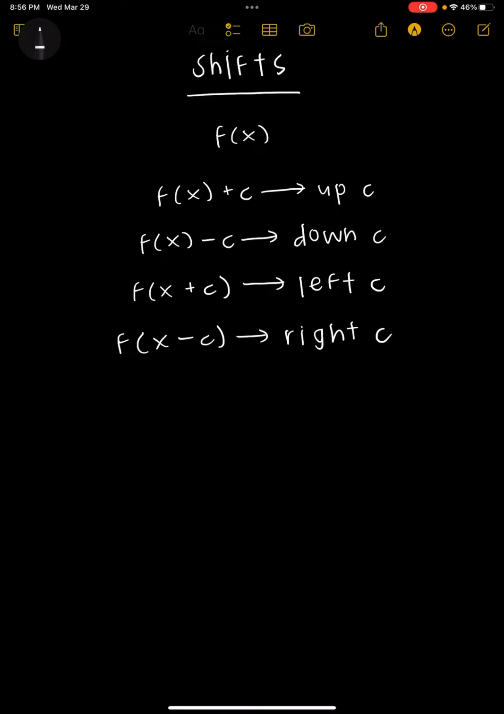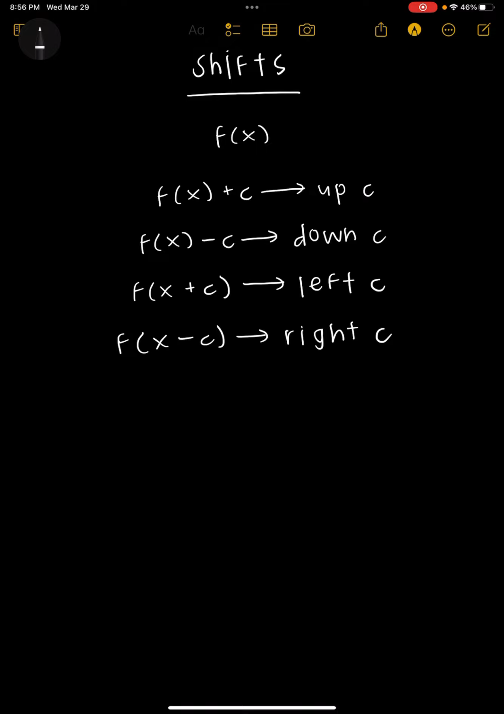Hi everyone. So now that we've talked about different special functions, now we're going to talk about how to transform them. And one of the ways that we can transform them is through shifts. When I talk about shifts, I'm talking about moving them up, down, left, and right. So it doesn't change the way that it looks, it just moves them around on the graph. So before we get started with the examples, I wanted to show you how you shift something.